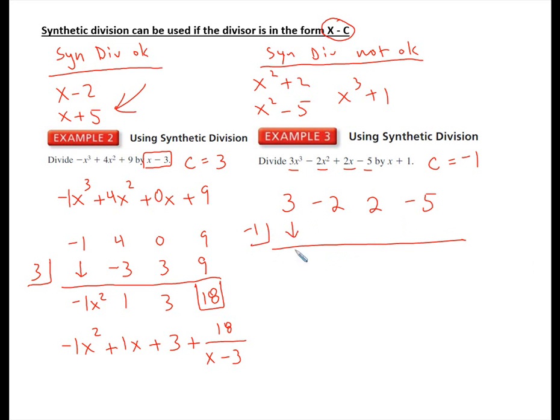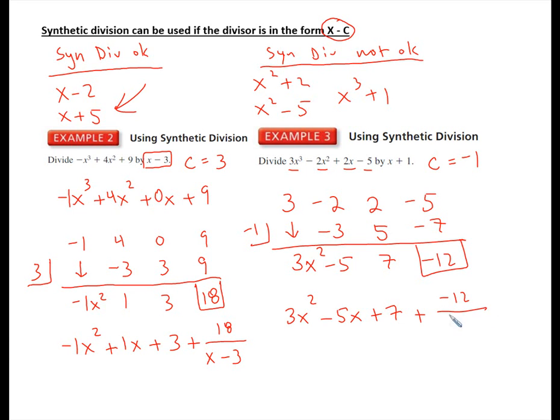Drop down the first number, multiply, -3, add, -5. Multiply, +5, add, 7. Multiply, -7, add, -12. That's your remainder. The problem started with x to the third, so that means this is going to be x squared. So our answer is 3x squared minus 5x plus 7 plus -12 divided by x plus 1. Okay?